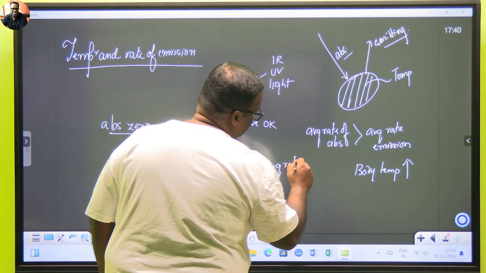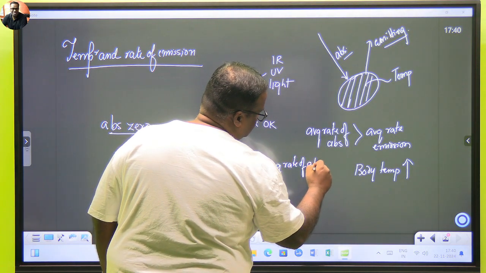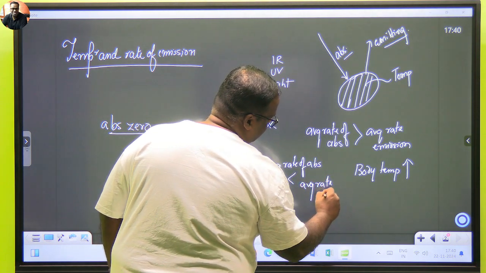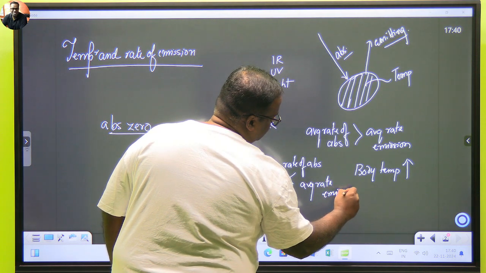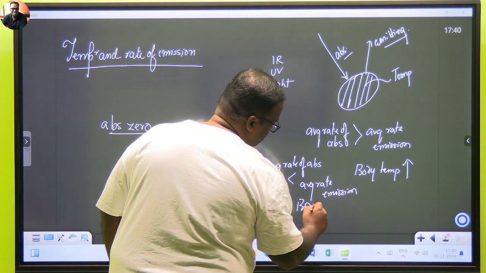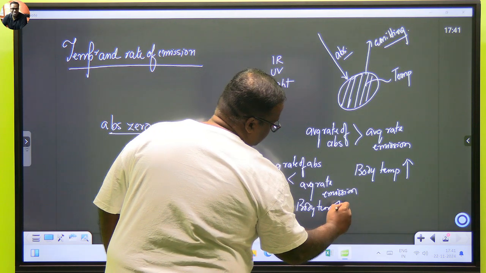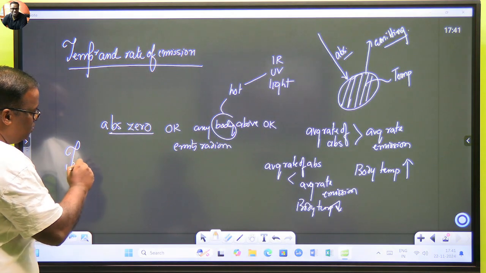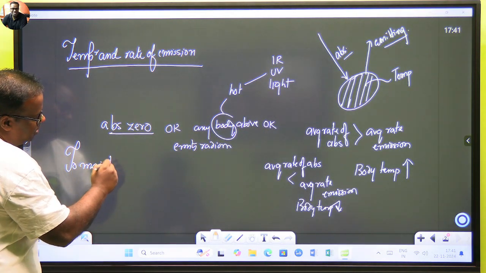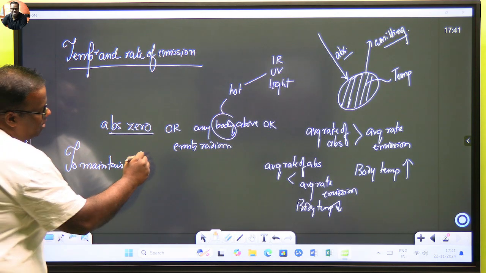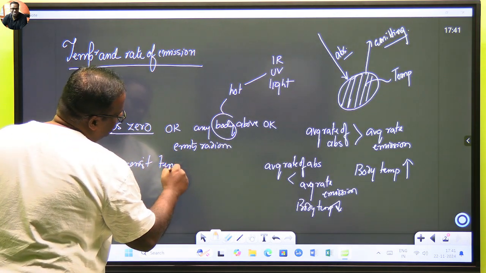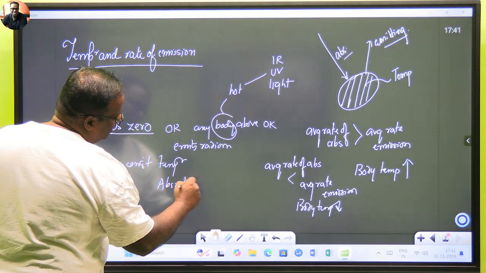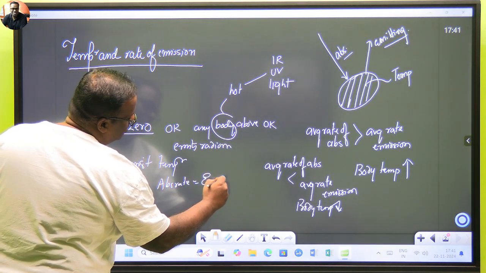Conversely, if the average rate of absorption is less than the average rate of emission, then the body temperature decreases. The body temperature will fall down. So now tell me, to maintain constant temperature, what do you think you need? For that, the absorption rate should be equal to the emission rate.